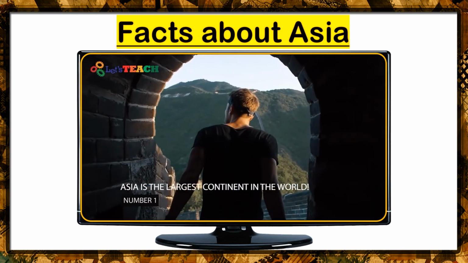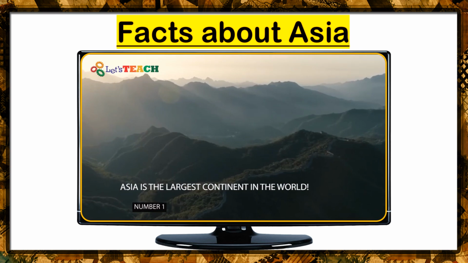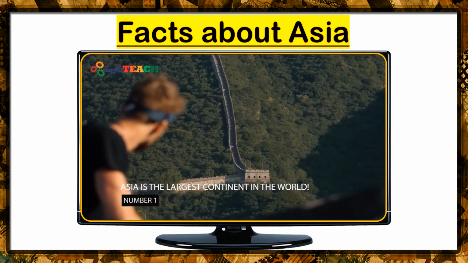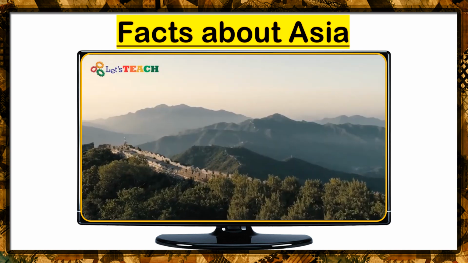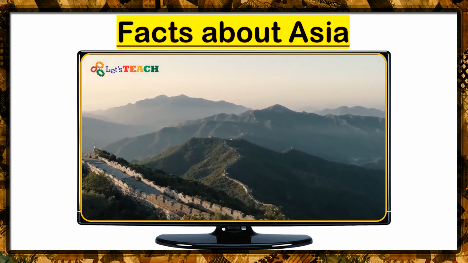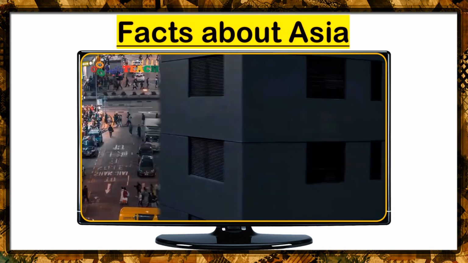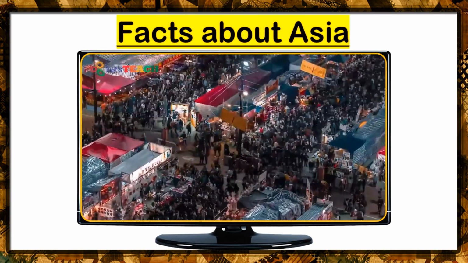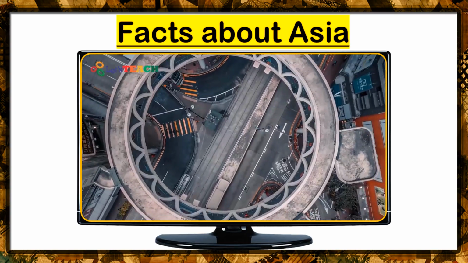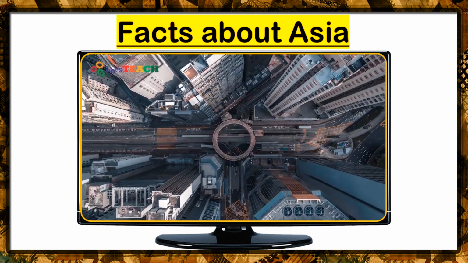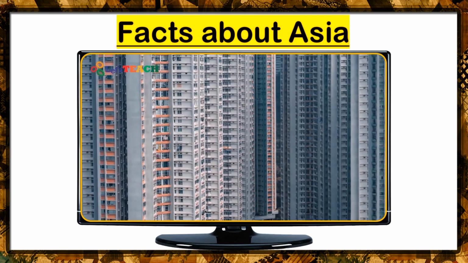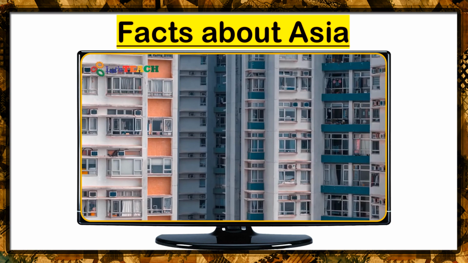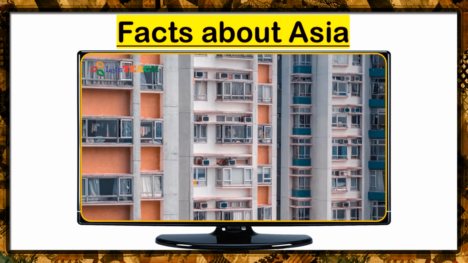Number 1. Asia is the largest continent in the world. It's a huge continent with a total size of 17,212,000 square miles. What's more interesting about Asia's size is that it doesn't only refer to the continent's landmass, but also its population. Yes, I'm saying Asia is also the most populous continent in the world. The majority of the largest countries in the world can be found in Asia. Examples are countries like India, China, and Russia.